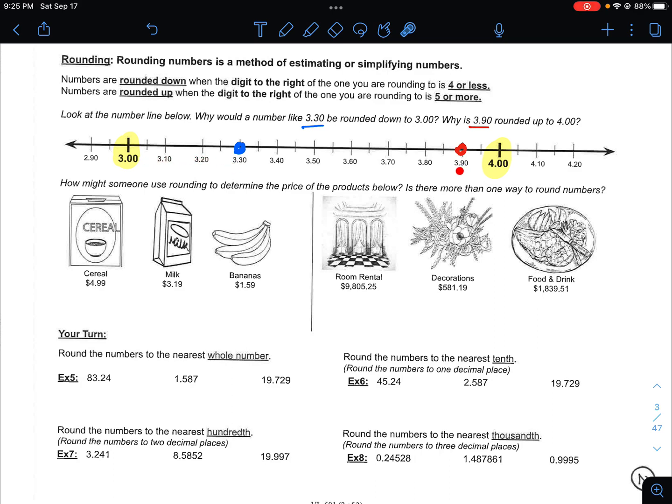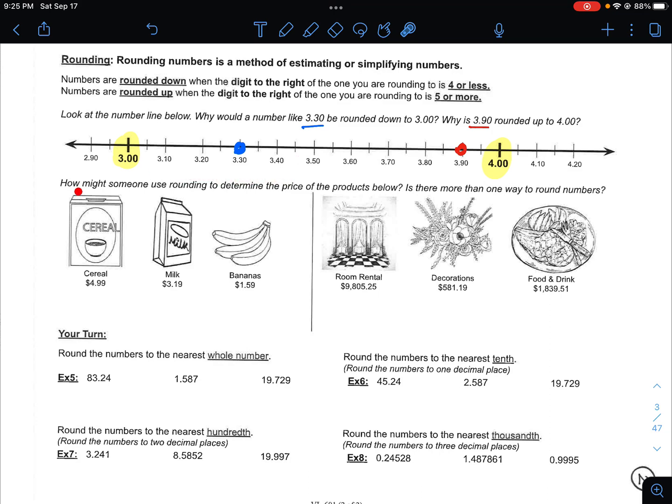Whereas with a number like 3.9, it's so close to the 4 that you would say, well, so close to the 4, let's just say 4 instead, because it's easier than 3.9. And then, 3.5 is directly in the middle. Technically we would round it up. Why? Well, I guess mathematicians just decided they wanted to round it up instead of down.